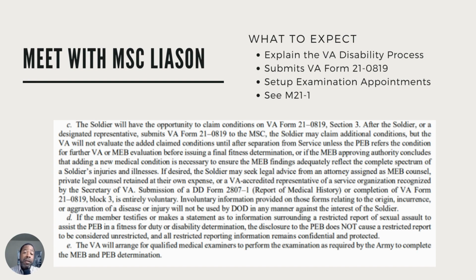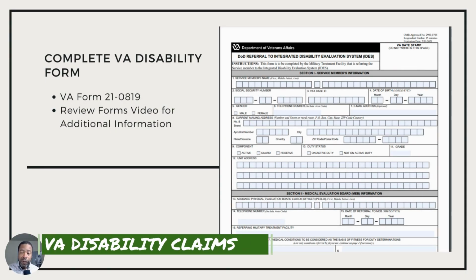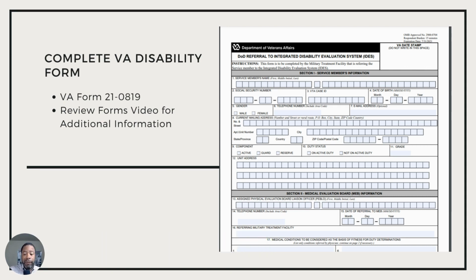It really lays out what you should expect from the MSC liaison officer, as well as the type of documentation that they look for when they are evaluating your conditions. This is the form that you will fill out for your VA disabilities.